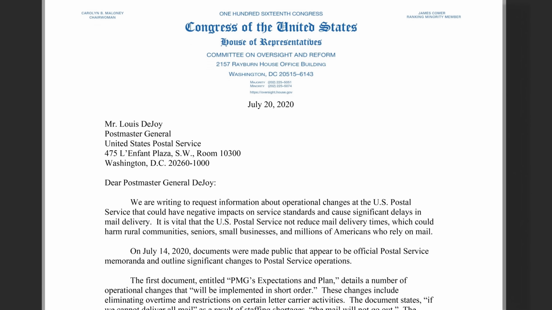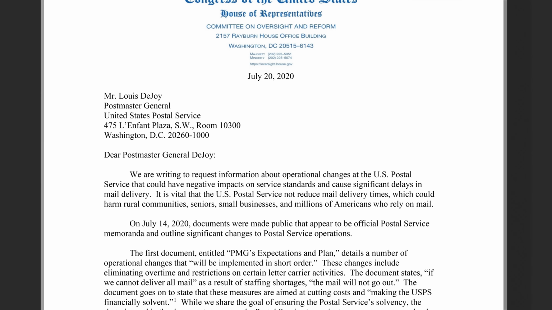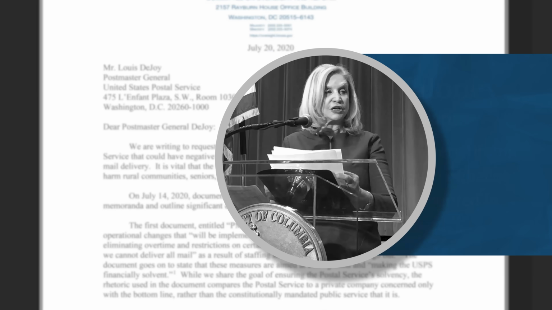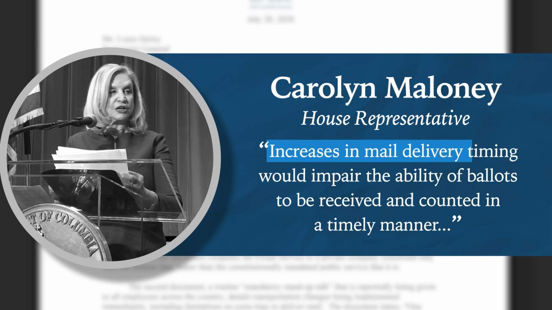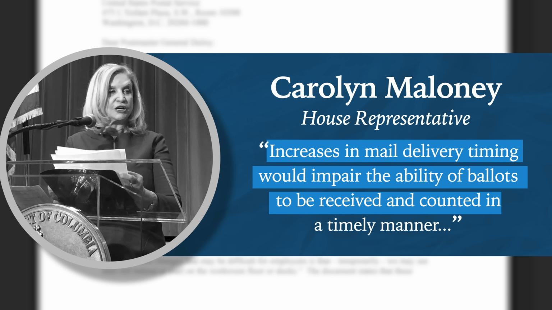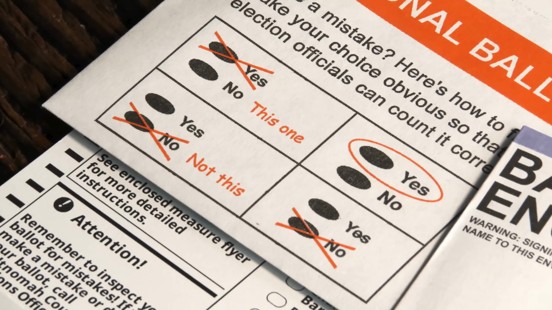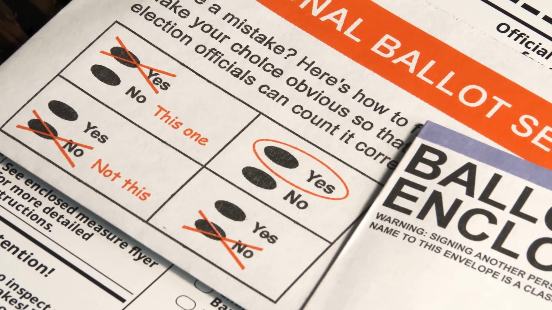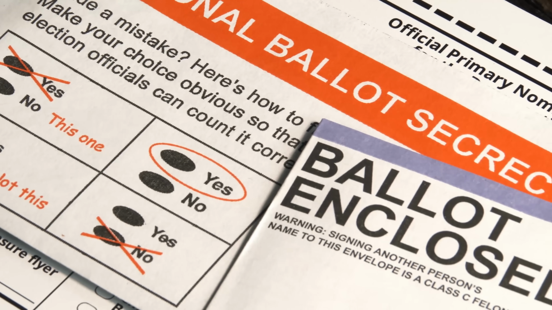House Representative Carolyn Maloney recently sent a letter about the reported operating changes to DeJoy, complaining that the, quote, increases in mail delivery timing would impair the ability of ballots to be received and counted in a timely manner. To many people, the sudden changes to the U.S. Postal Service look like a voter suppression tactic. A majority of states reject ballots if they aren't delivered by Election Day, even if they are postmarked in advance. So a slowdown in the mail could be disastrous for mail-in ballots that are sent far ahead of time that just simply don't arrive by election day.